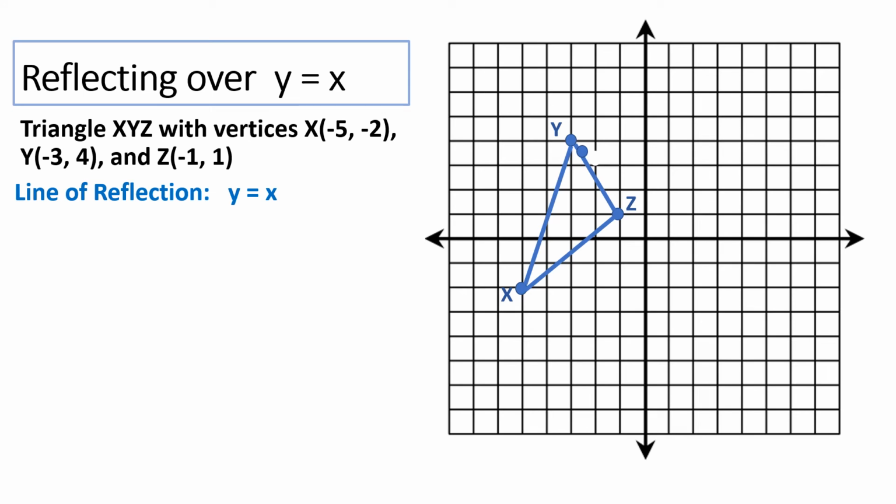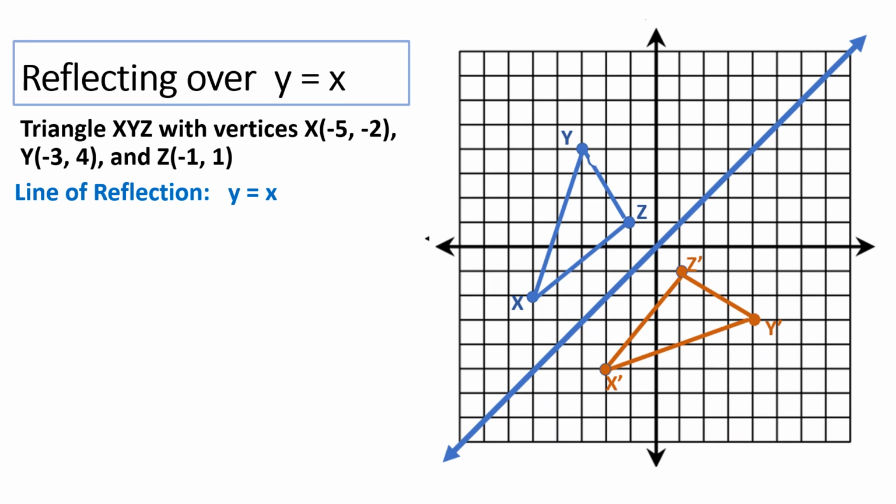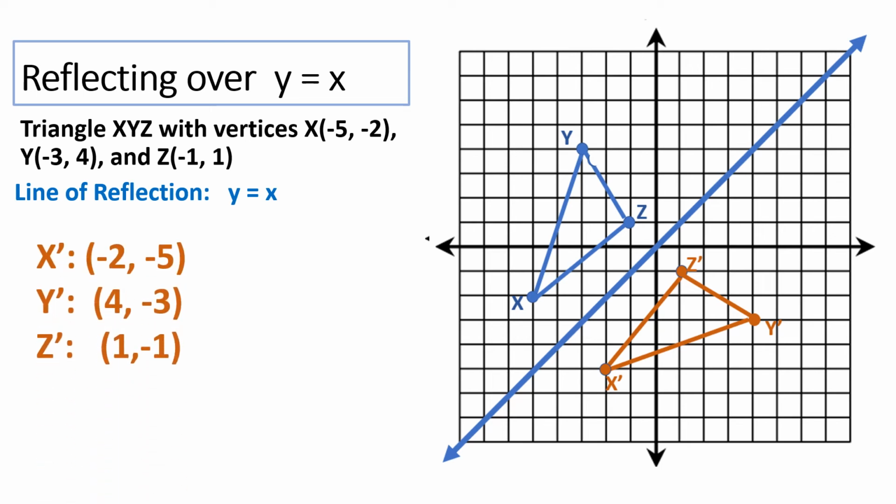So now we're reflecting over some diagonal line, y equals x. And it says triangle XYZ with vertices (-5, 2), (-3, 4), and Z (-1, 1). We want to reflect that figure across the line y equals x. All right, so that line has a slope of 1 going straight through the origin. And now I've already reflected that shape across the line y equals x. And what do we notice? Let's analyze the vertices here. Our new vertices are (-2, 5), (4, -3), and (1, -1). So let's just analyze from X to X prime.